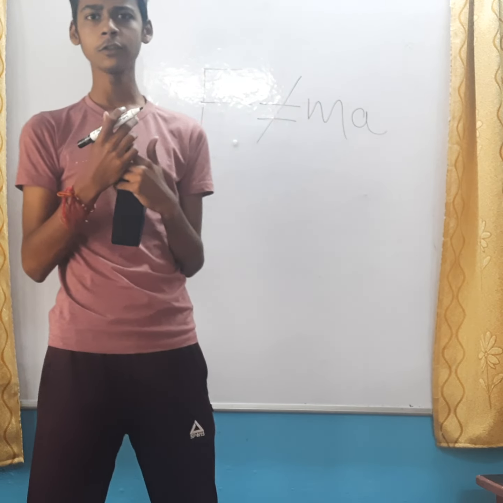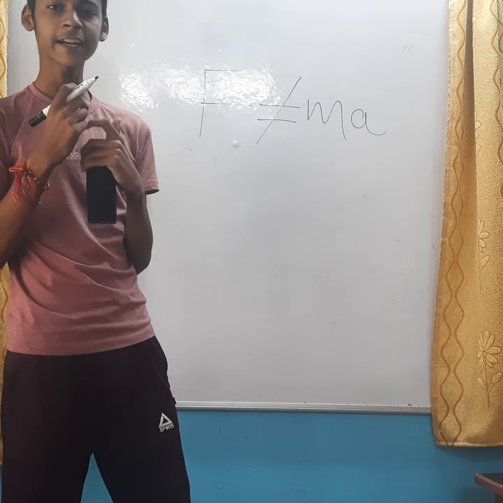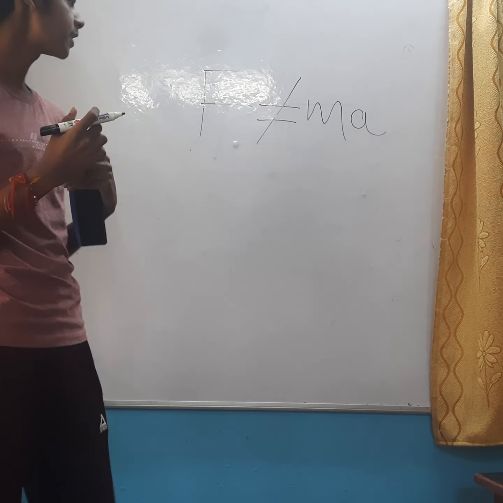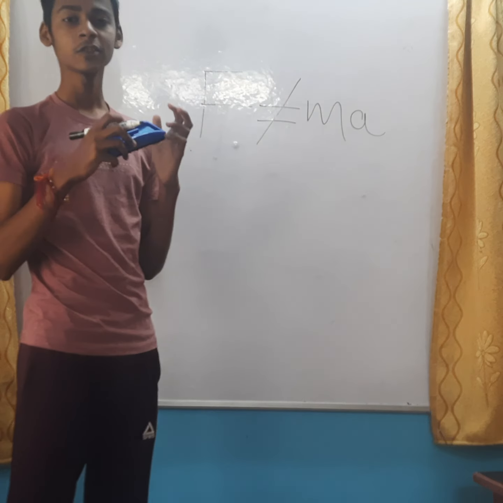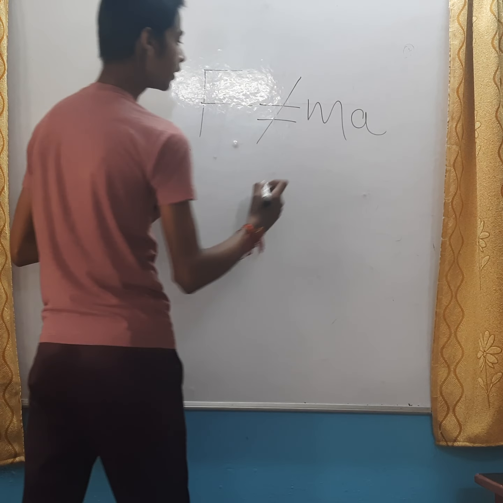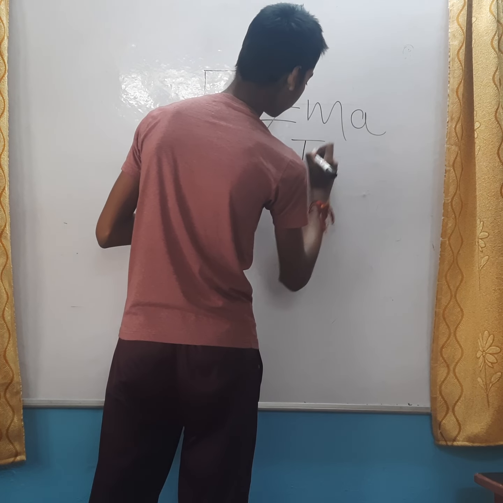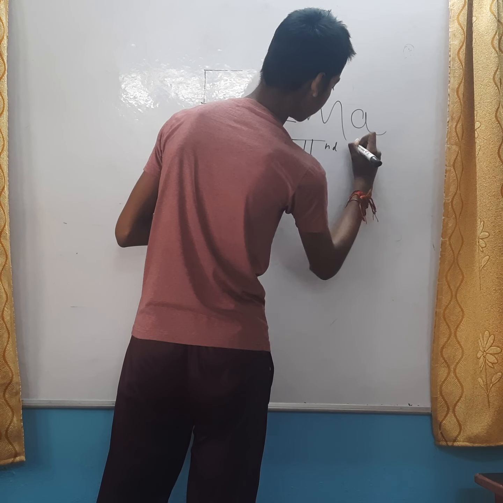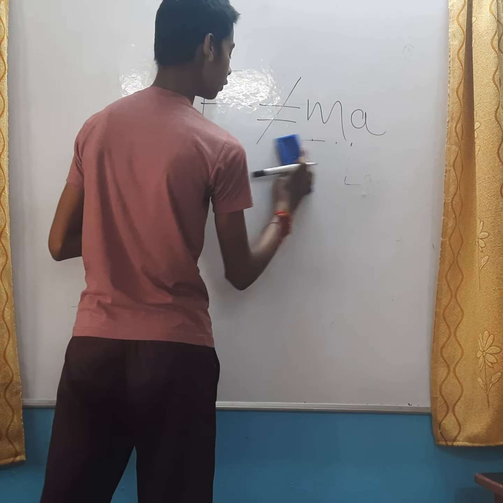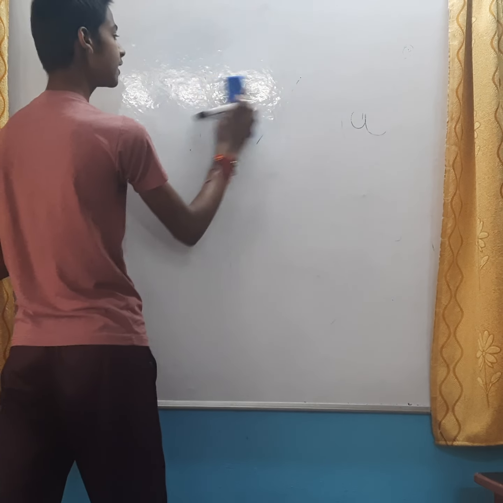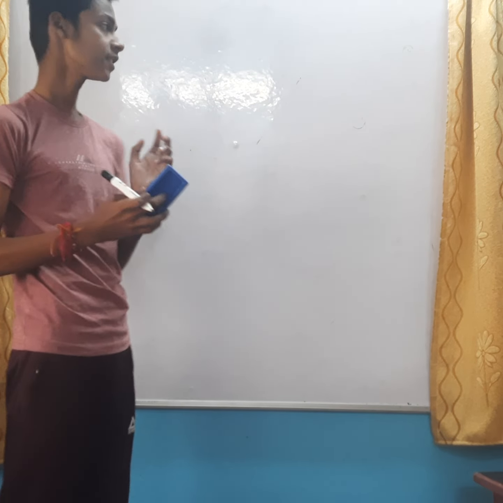So, if I ask you what is Newton's second law of motion, you will say that F is equal to ma. But it is not so, because this is not Newton's second law. Newton's second law is something else that I will tell you in this video. So, F is not equal to ma always. It is a special case of Newton's second law.